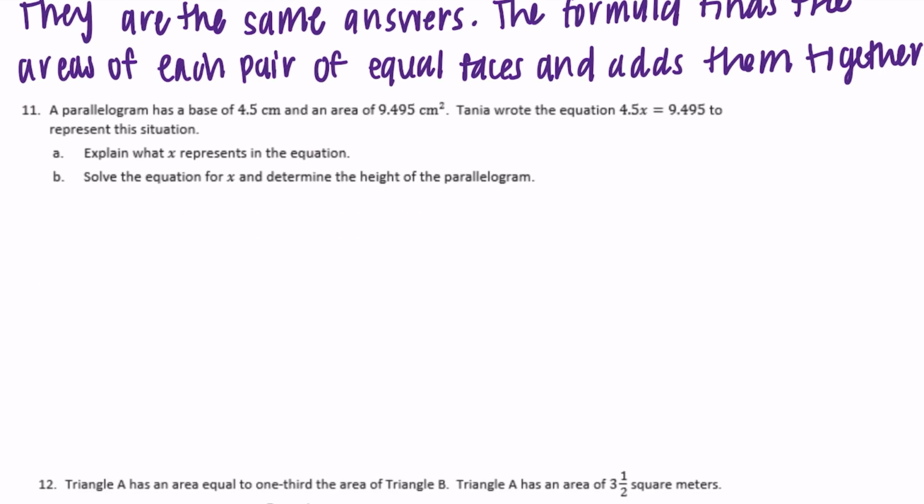Number 11, a parallelogram has a base of 4.5 centimeters and an area of 9 and 495 thousandths centimeters squared. Tanya wrote the equation 4.5x equals 9 and 495 thousandths to represent this situation. Explain what x represents in this situation. So to find the area of a parallelogram, we do base times height. So if we know the area and we know the base, then the height is what's missing. So the x is representing the height.